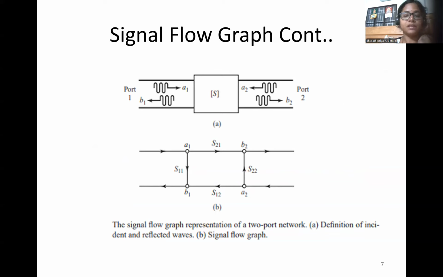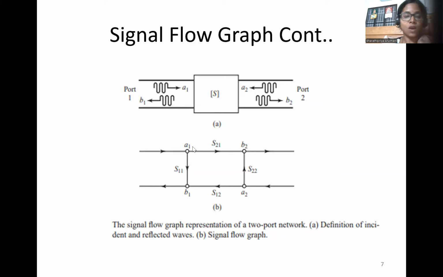So a node represents a point which represents a variable or a signal. In this graph, A1, A2, B1, B2 represent the nodes. The branch is a line segment which joins two nodes. So S2, S1 and so on represent the branches. For example, here there are four branches.